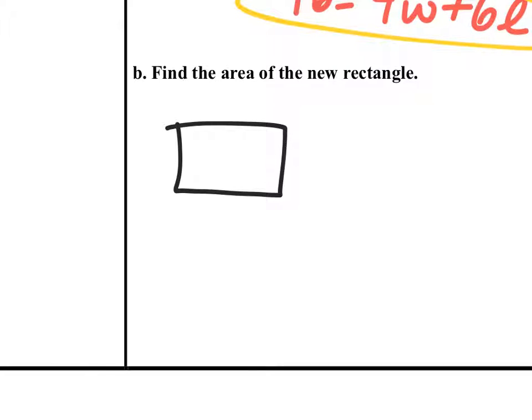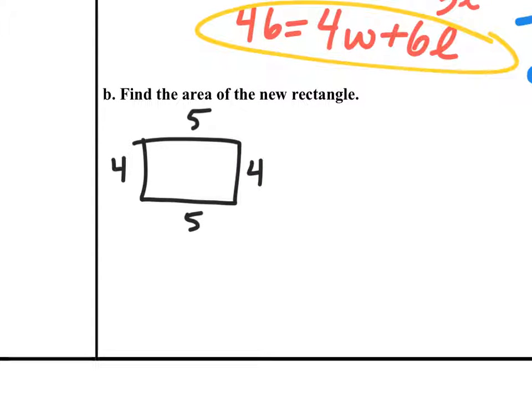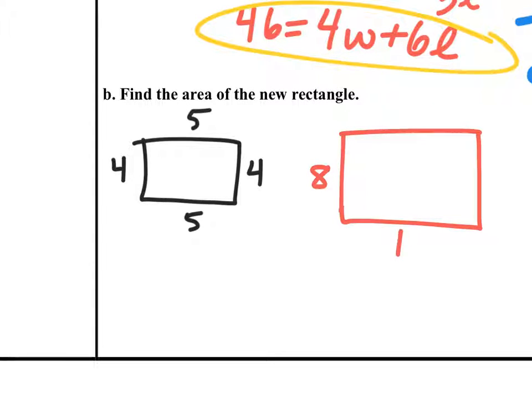So if we know, here's my original rectangle, and my width was 4, right? My length was 5. Then what would our new rectangle have to be? Julian? So the width would be 8 and the length would be 15. Yeah, because you're doubling the width and you're tripling the length.